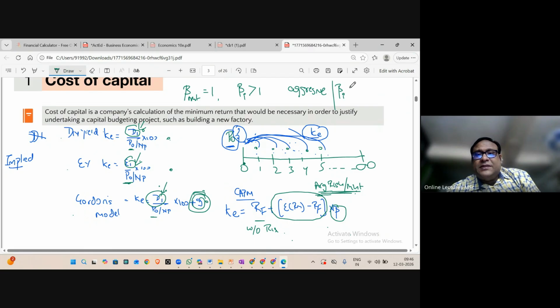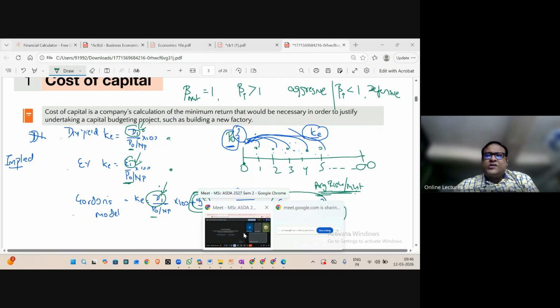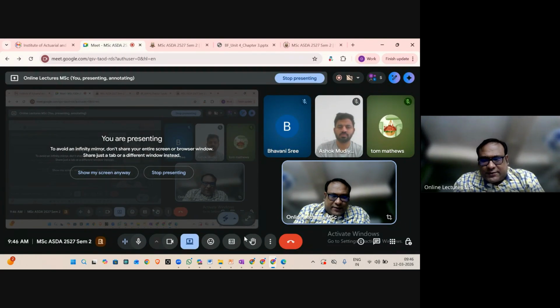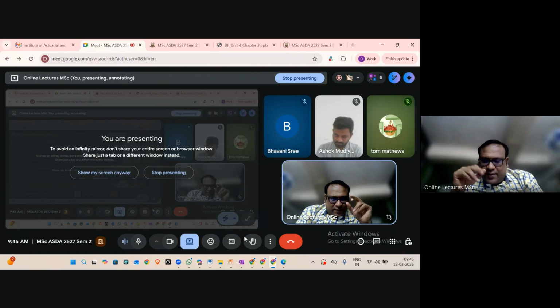Betas of companies lesser than 1 are defensive. When I say defensive, I mean pharma, FMCG, utility-based companies whose consumption is not that much impacted by market-wide factors. Am I making some sense to you? So the multiplication by the beta factor scales it up or down.